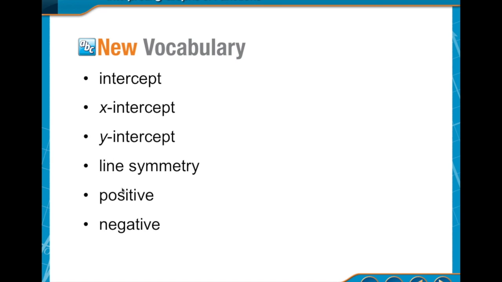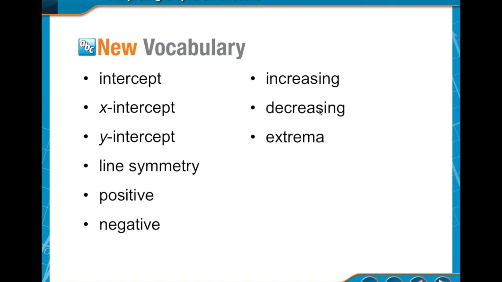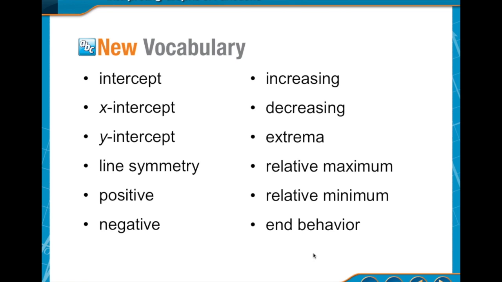So we'll look at some line symmetry, where our values are positive and negative. We'll look at where our graph is increasing and decreasing. We'll also see some extrema, which are maximums and minimums in our graph, what you see there. And we'll also look at end behavior. So how does a graph end, going up to the left or up to the right, and vice versa.